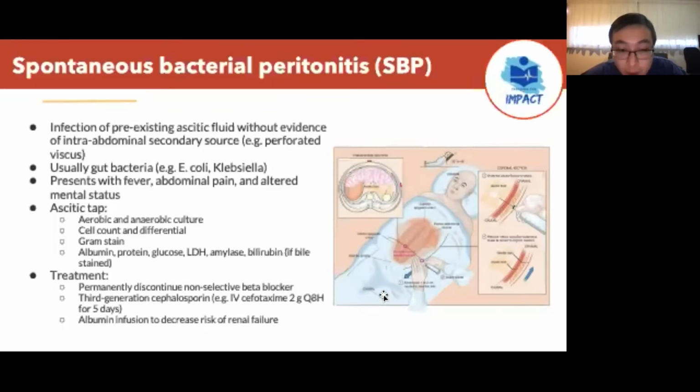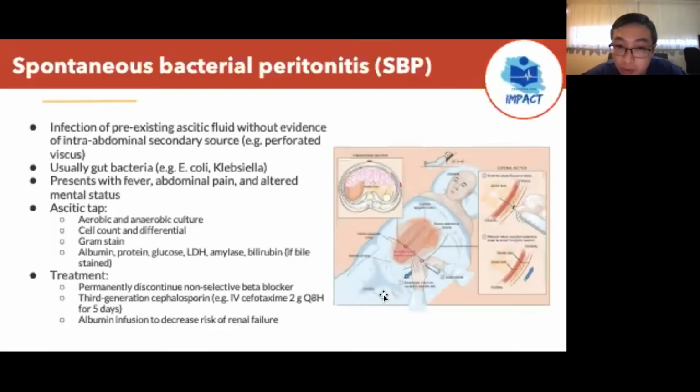So the third component is that, we talked about hepatorenal syndrome. So renal failure secondary to hepatorenal syndrome develops in about 30 to 40% of patients with spontaneous bacterial peritonitis, and is a major cause of death in patients with cirrhosis. It's been shown that the risk of renal failure in this setting can be decreased with infusion of IV albumin.